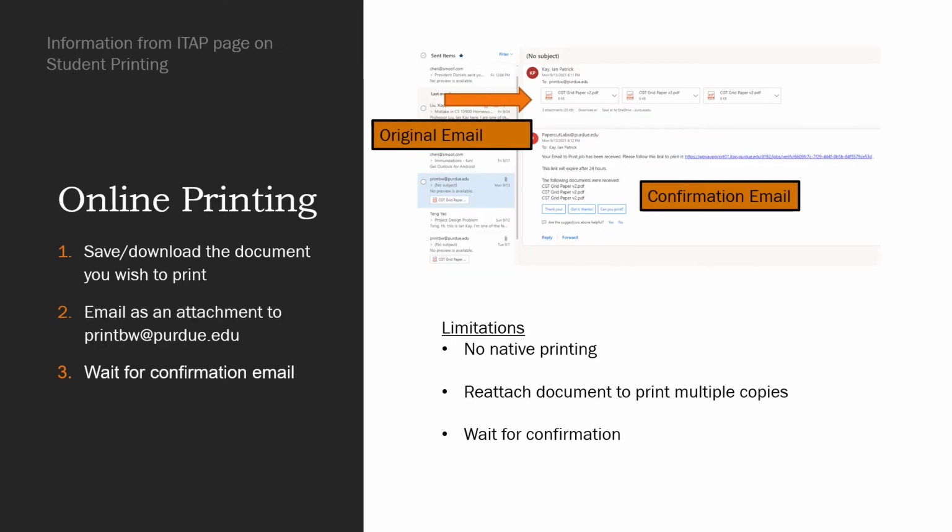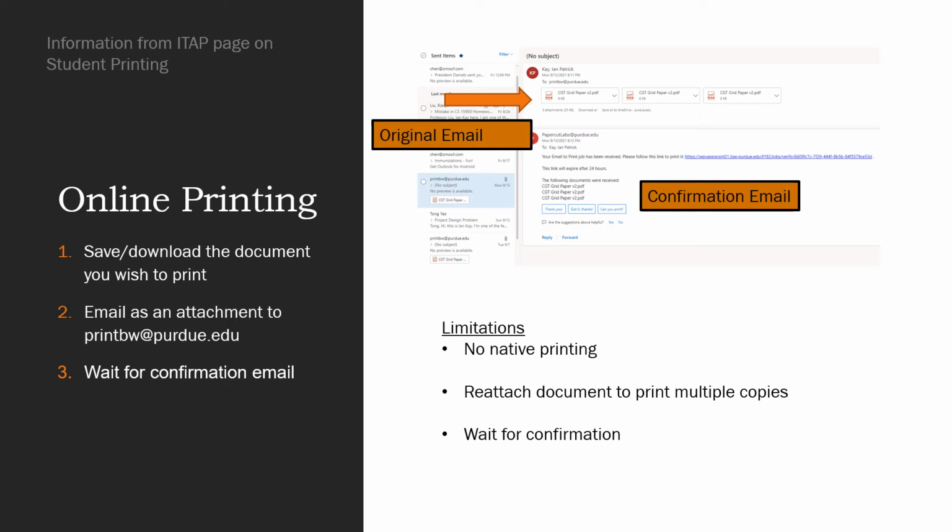However, if you wish to print instead using the online printing method, here are the steps to do that. Much of this information was included from the ITAP page, or Information Technology at Purdue, and their site on student printing. First, save or download the document that you wish to print. You are not able to natively print a document from an application using this method, which is a major drawback. So you will not be able to print directly from Word or Google Docs, which means that you also will not be able to select things such as formatting and multiple copies. If you wish to include multiple copies, you will have to include them as multiple separate attachments.